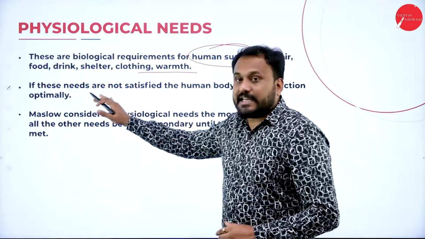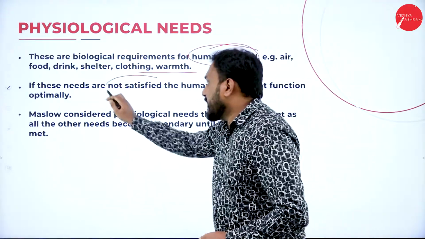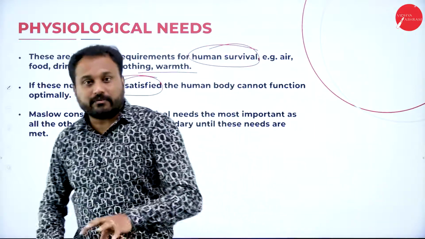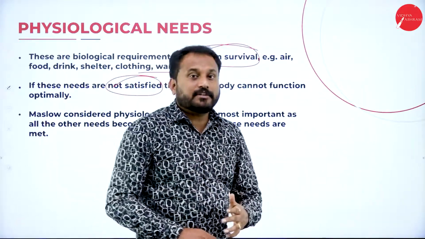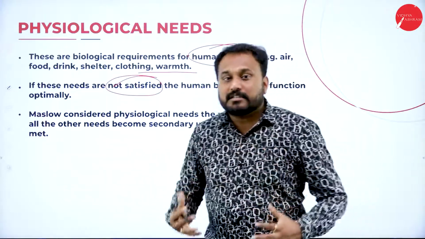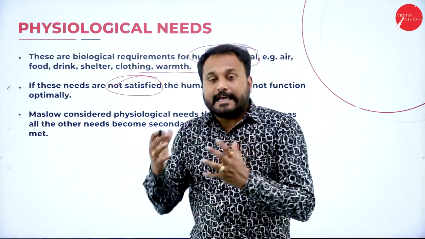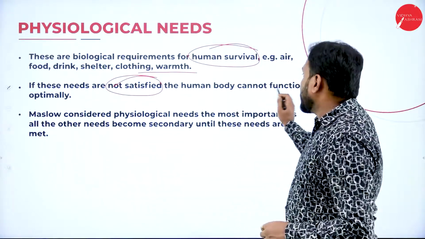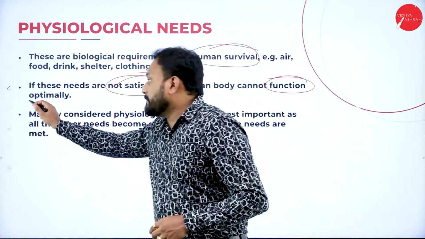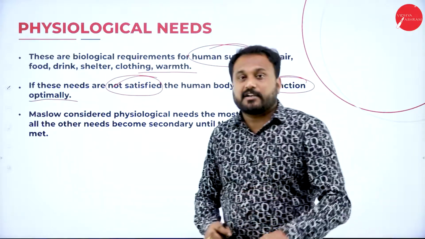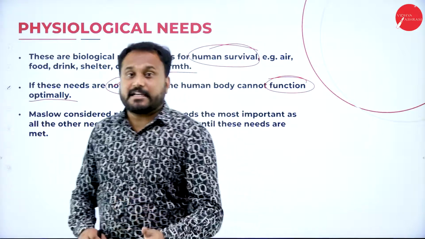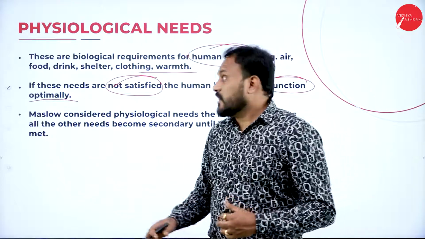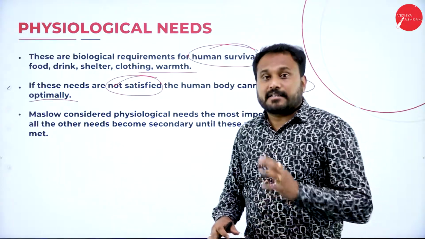Second one is, if these needs are not satisfied, please understand the difference. What will it be if it is satisfied? What will it be if it is not satisfied? If it is not satisfied, the metabolism of your body will not help you. That is, if these needs are not satisfied, the human body cannot function optimally, properly. You get frustrated, you get depression, you get anxiety, you get so many hormonal variations only because there is a problem in your physiological needs.